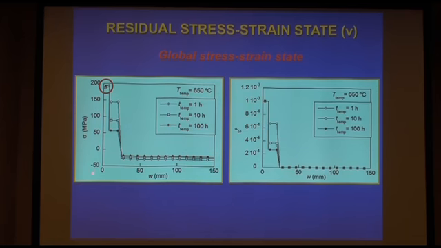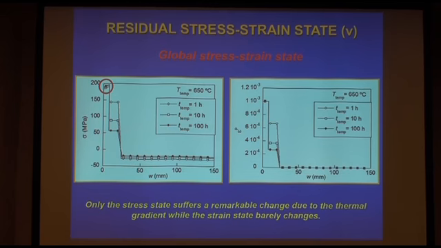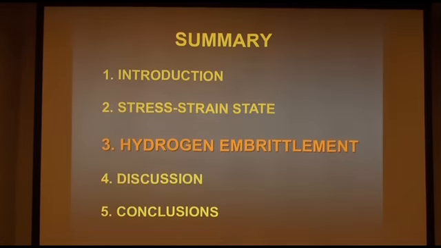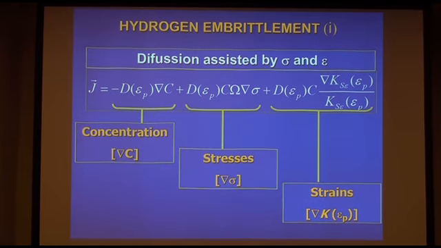This is the residual hydrostatic stress versus the width for different tempering times, for one tempering temperature. The higher the tempering time, the higher the residual stresses here, the tensile residual stresses. And here we see that only the stress state suffers a remarkable change due to thermal gradient, while the strain remains almost unaffected. Let's go to the hydrogen embrittlement problem.